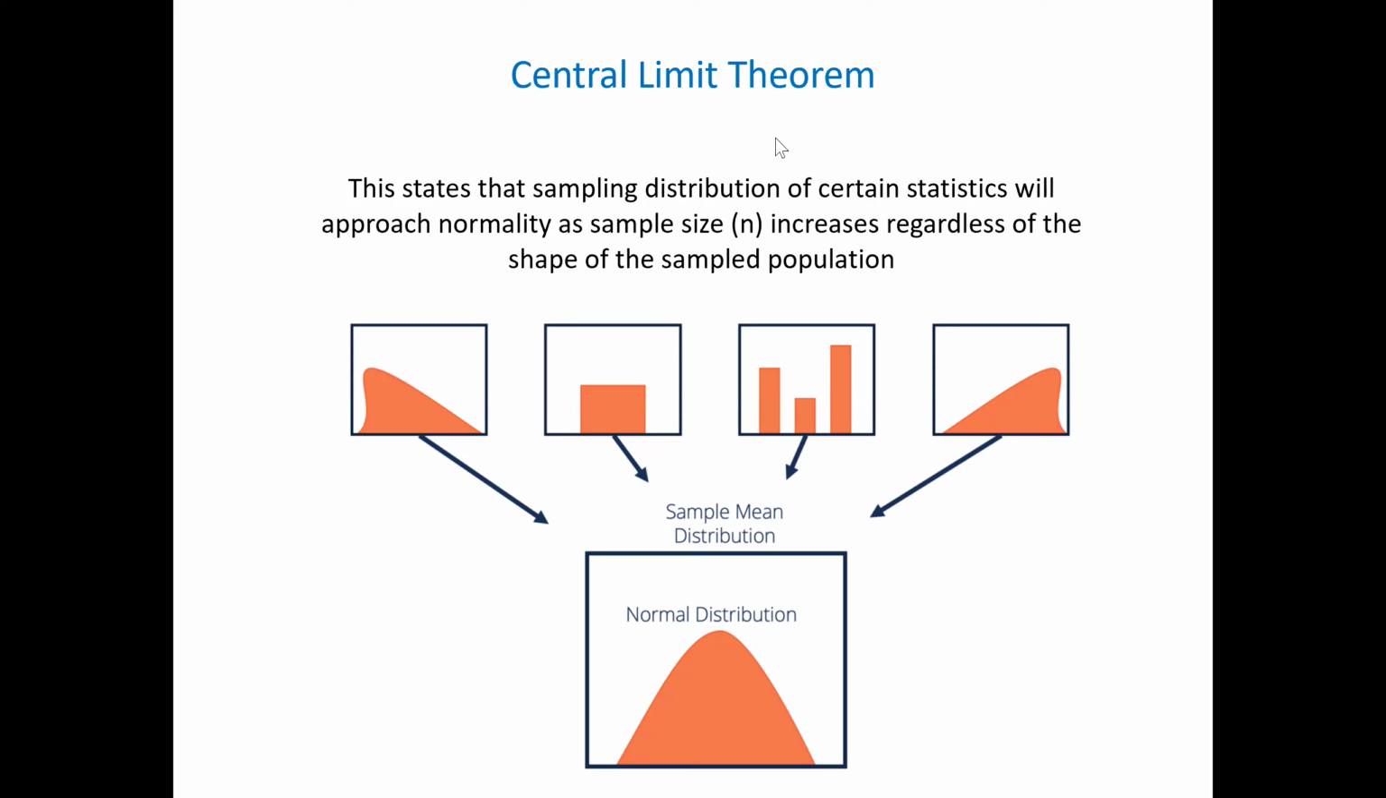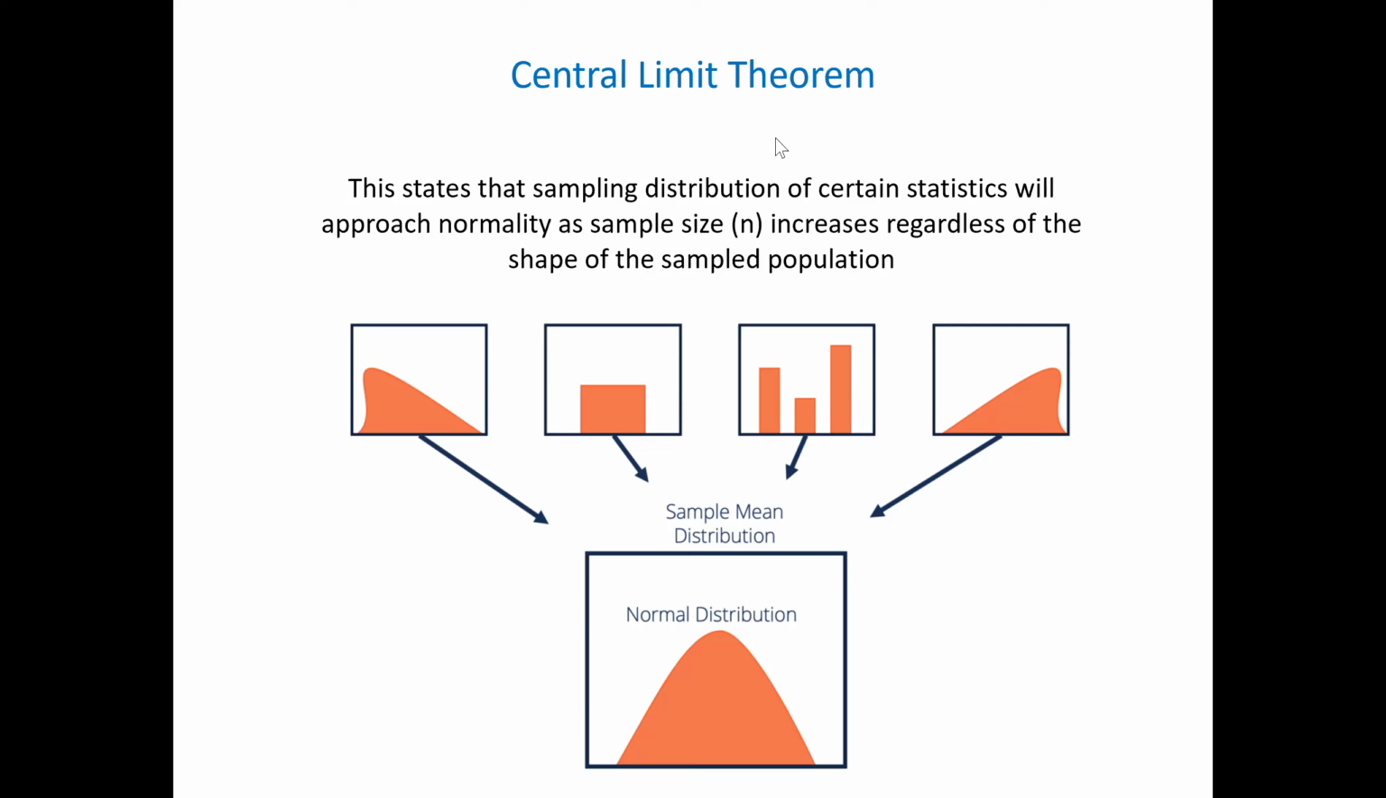Now, this central limit theorem says that the sampling distribution of certain statistics, and we have already explained sampling distribution, so you know what it means, will approach normality as sample size increases, regardless of the shape of the sampled population. When we talk about the shape of the sampled population, whether it is normally distributed or not, the sampling distribution of the statistics will approach normality.